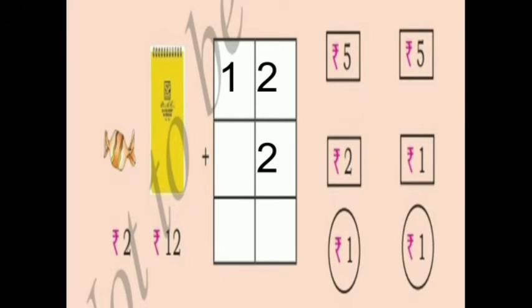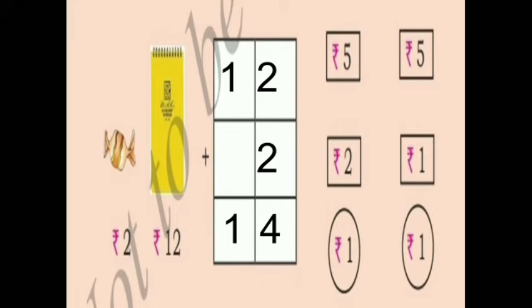Next we have one 2 rupee chocolate and one 12 rupee book. First we should add these two. First we should add the units place digits. Which digits are there in the units place? The digits in the units place are 2 and 2. What is 2 plus 2? 2 plus 2 is equal to 4. So we should write 4 in units place. Next we should add the tens place digits. In tens place we have only 1. So we should write 1 in tens place. Therefore, 12 plus 2 is equal to 14.